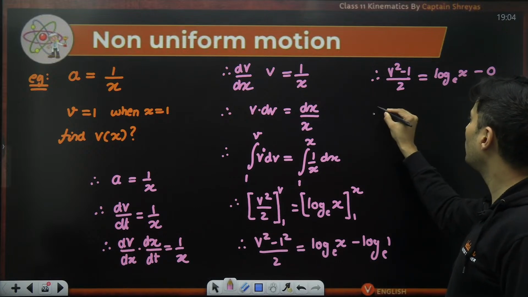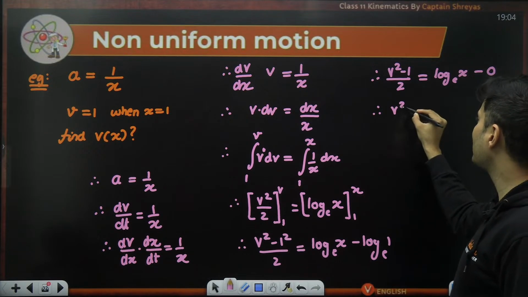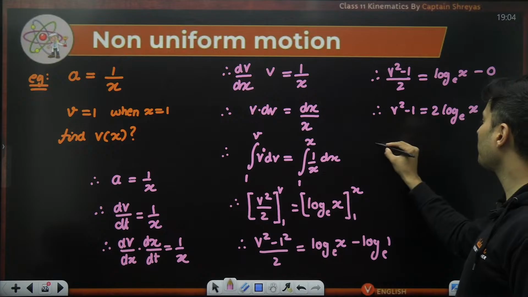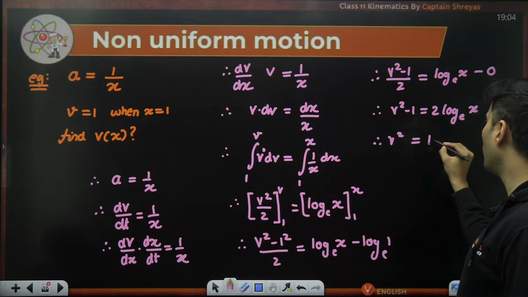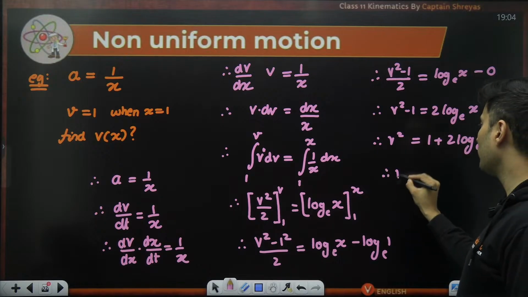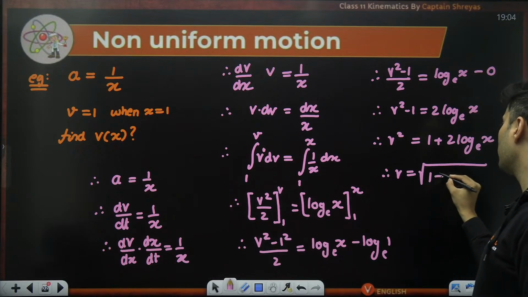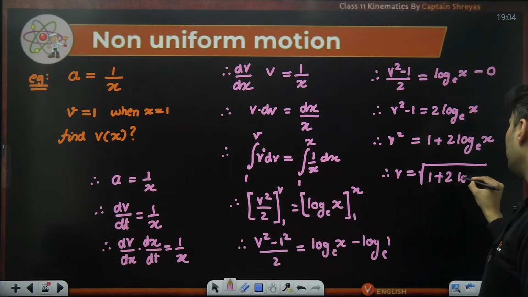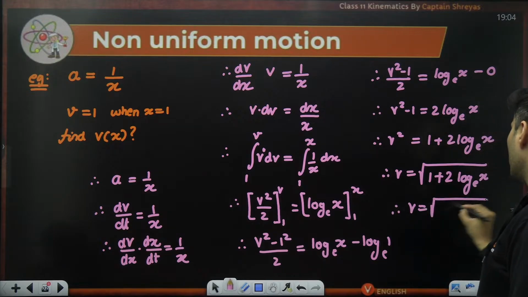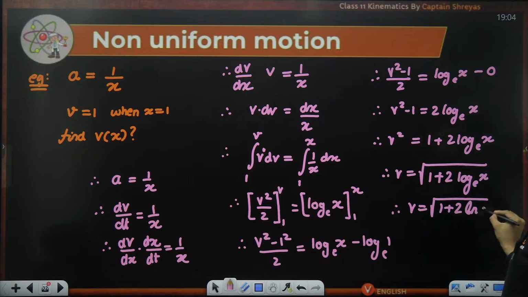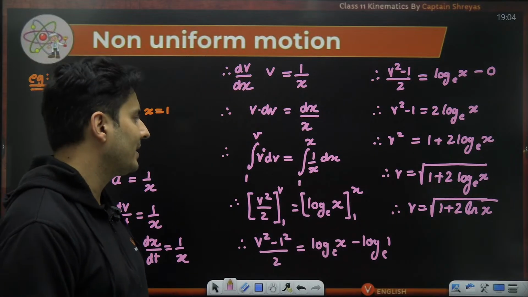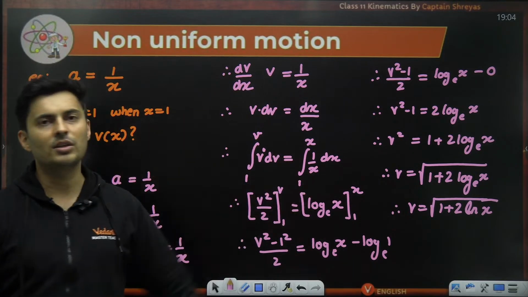Okay, so what is it that we wanted? So v square minus 1 is 2 log of x to the base e. So therefore v square is equal to 1 plus 2 times log of x to the base e. Therefore v is root of 1 plus 2 times log of x to the base e. Log of x to the base e usually can be written down as ln x. That's the short form of writing it. So v is root of 1 plus 2 ln x. That is the velocity as a function of x.